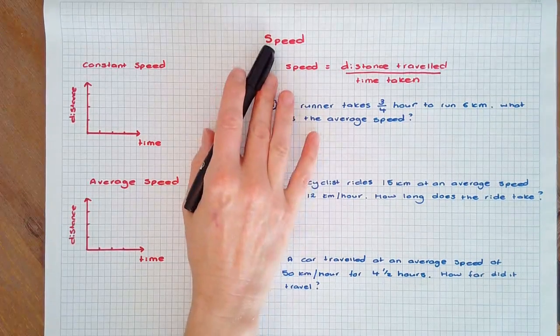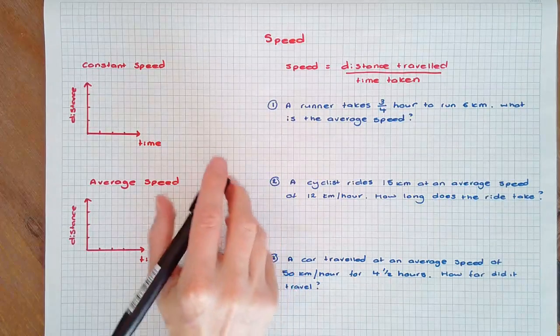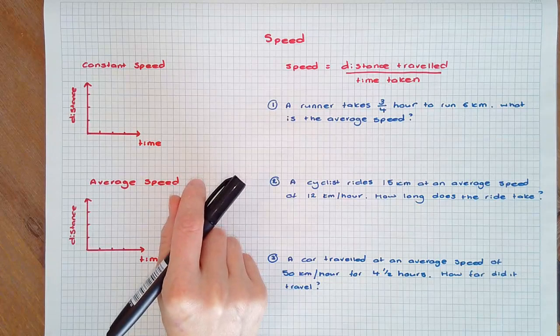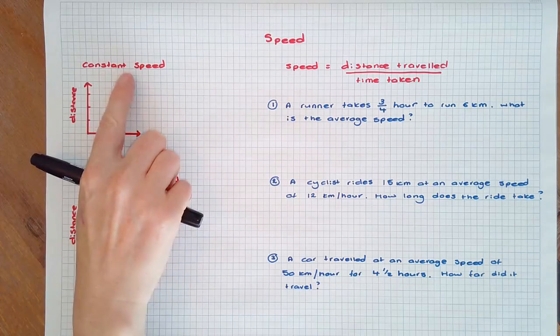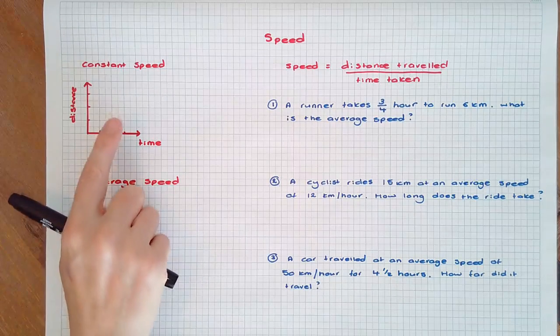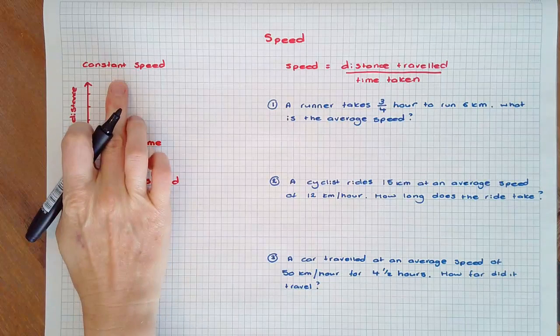In this video, we're going to have a look at speed. Speed is an example of a rate. It measures the distance an object travels for a given period of time. There are two types of speed we refer to: constant speed and average speed. If the speed of an object does not change over time, it is travelling with a constant speed.